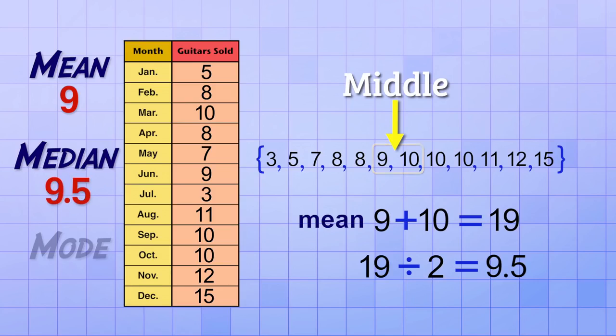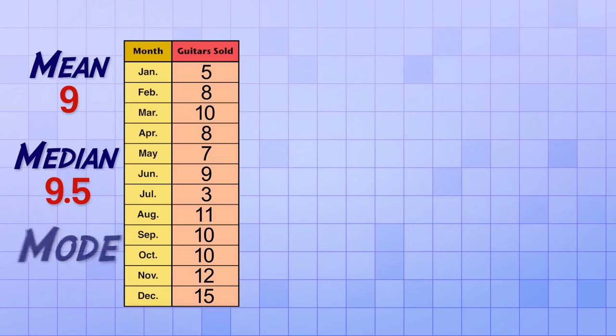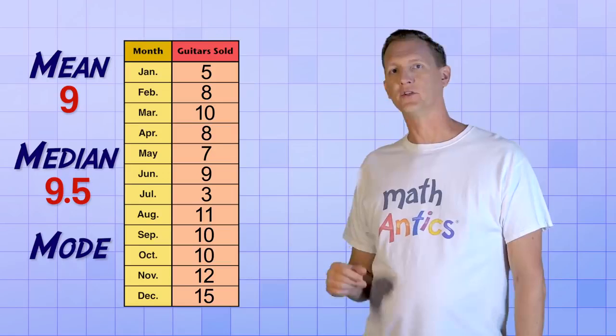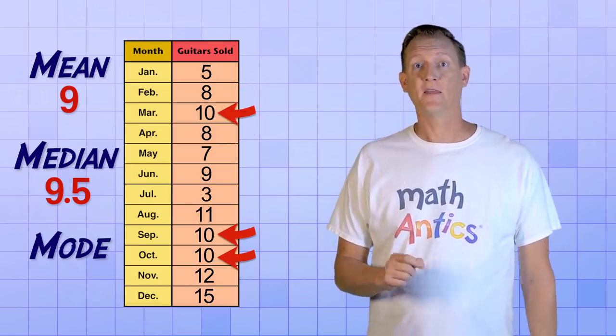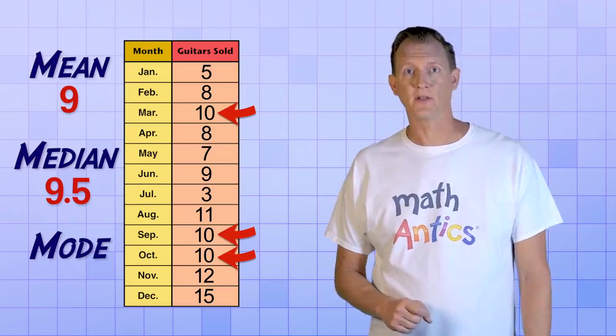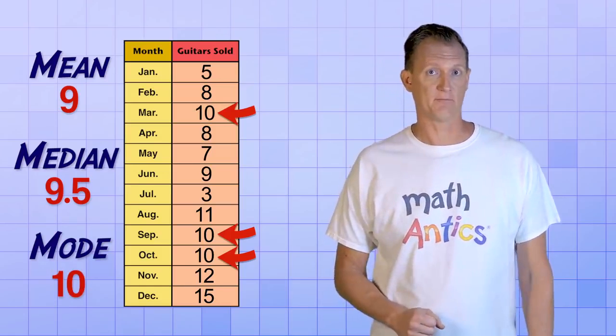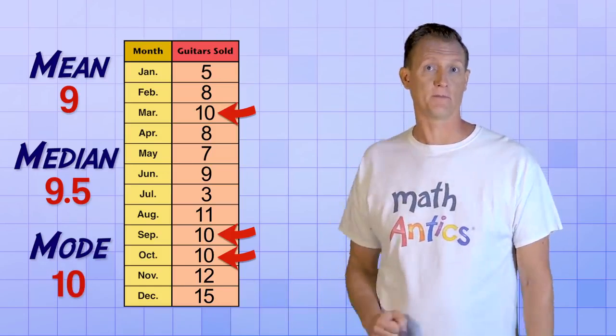That means that in half of the months, he sold more than 9.5, and in half of the months he sold less than 9.5. Last of all, let's identify the mode of this data set, if there is one. Well, let's see. There's 2 eights in the data set. Oh, but there's 3 tens. That looks like the most frequent number. So 10 is the mode of this data set. It's the result that occurred most often.